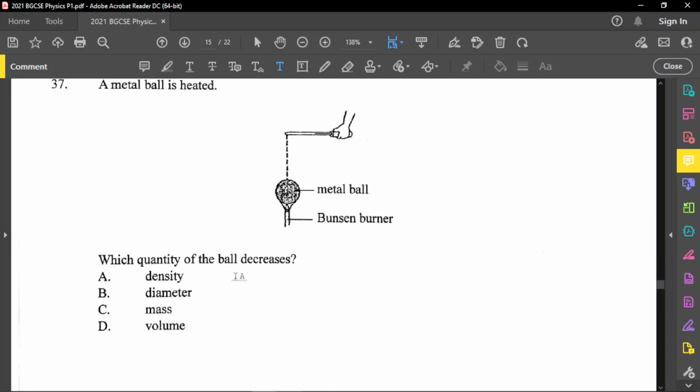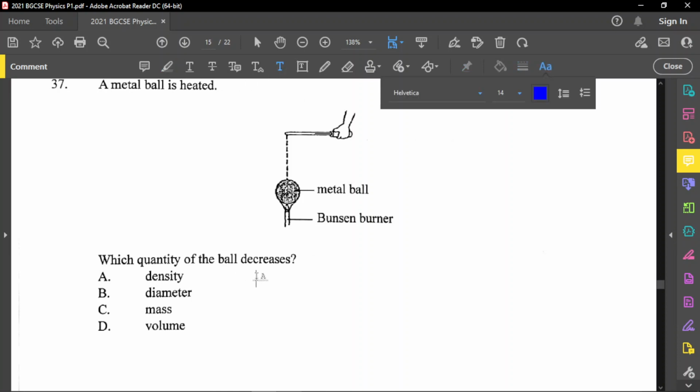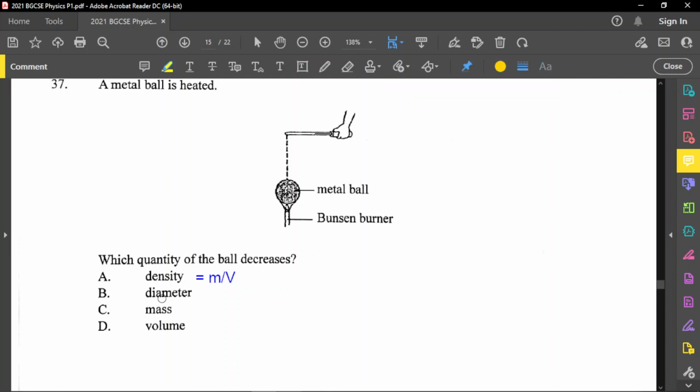Now, just to point out right here, density equals mass divided by volume. So if you have a greater volume, then you have a smaller density. And which of these decreases? Again, the mass of the ball is the same, but as you heat the ball, the volume should increase. So greater volume gives you a lower density. So density looks good, but there's also diameter. The ball will expand because it gets larger, so yes, it will increase.